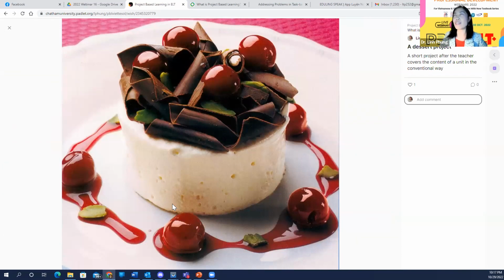A dessert project is a short project after the teacher covers the content of a unit in the conventional way. And when I look at the textbooks in Vietnam, that's what I see: throughout the unit, you have a lot of activities, you have exercises, you have grammar, you have vocabulary, and at the end there is a project. So this is perhaps considered a dessert project, and which is okay. I think that with any innovation, if we can start to introduce the innovation in a friendlier way like this, it is okay.